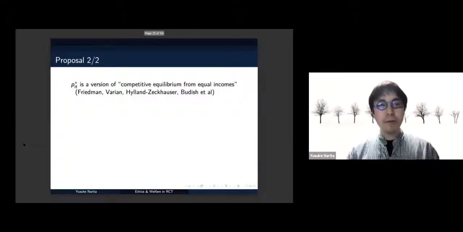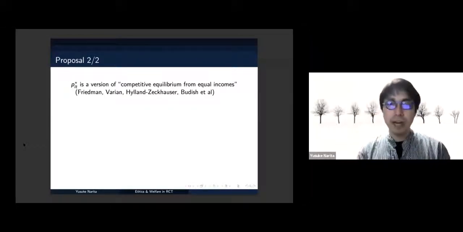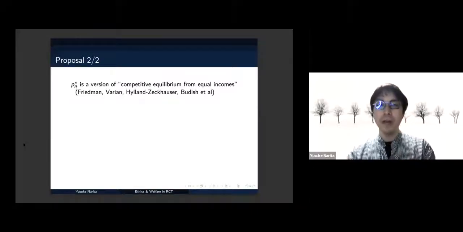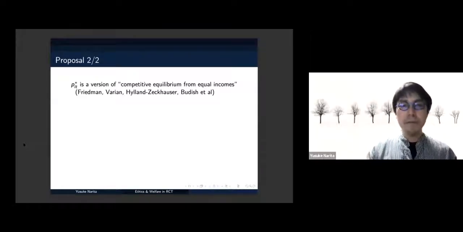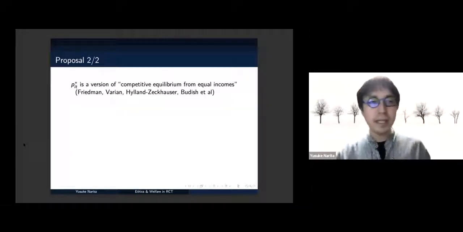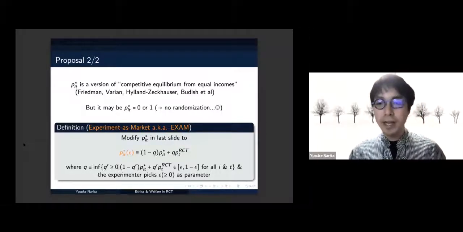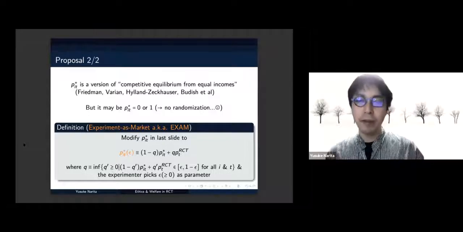Then for those who are familiar with mechanism design, this is clearly a version or an extension of the very classic idea in economics and mechanism design, that is competitive market equilibrium from equal incomes, which has a very long history, at least since the 1960s. And from the purely economic or mechanism design perspective, this is the end of the story. But from the experimental design perspective, there remains some problem. That is, this assignment probability P star may be equal to 0 or 1, so that there will be no randomization anymore. So to deal with this problem, I'm going to add just one more modification to the previous definition.